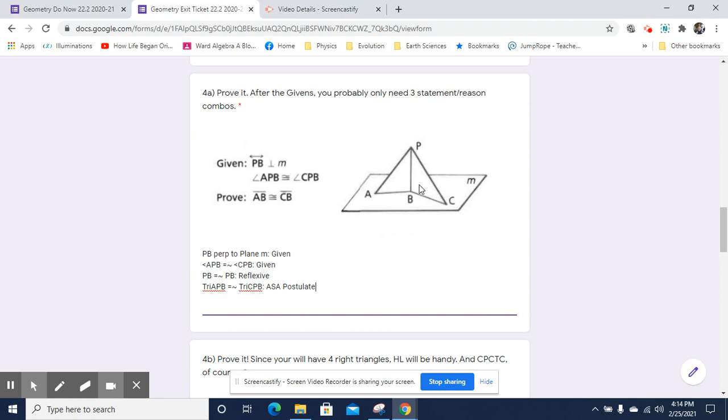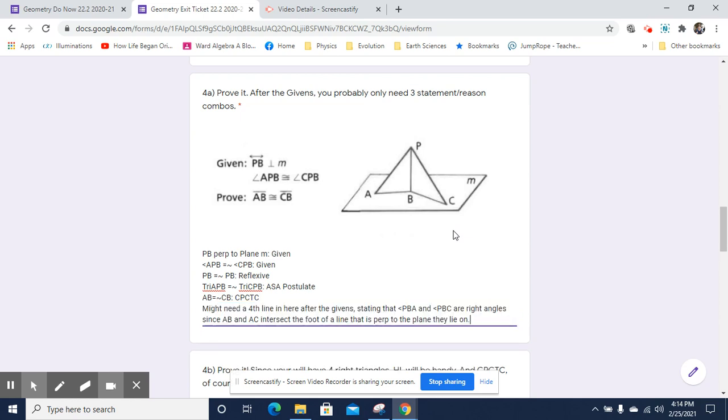I think I might need an extra line, but that's okay. We'll deal with that in a second. And PB is congruent to itself. So angle, side, angle will allow us to prove that those triangles are congruent. And once we have that, AB is going to be congruent to CB by corresponding parts of congruent triangles are congruent. And then finally, I did say that we might need a fourth line here. I did say maybe only 3 statements, but I think a fourth line after the givens is necessary that states that angles PBA and PBC are right angles and therefore congruent.